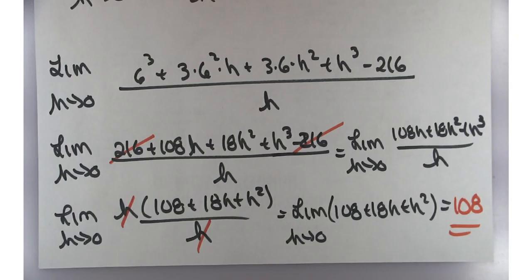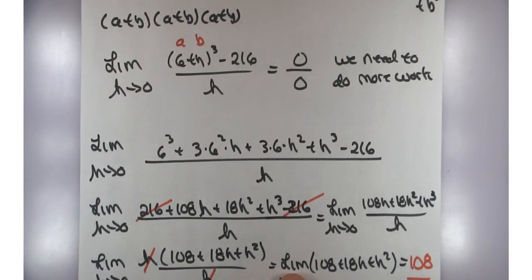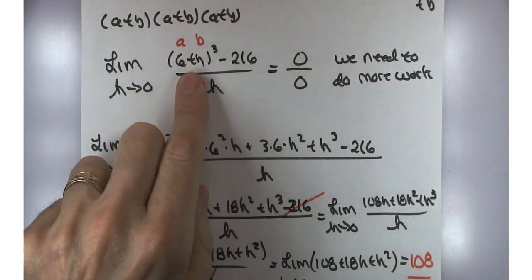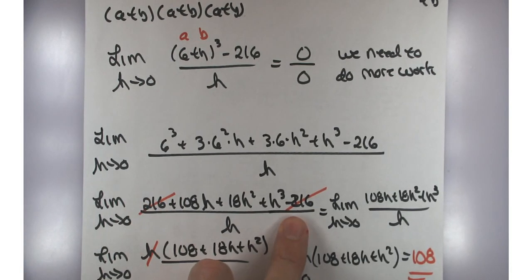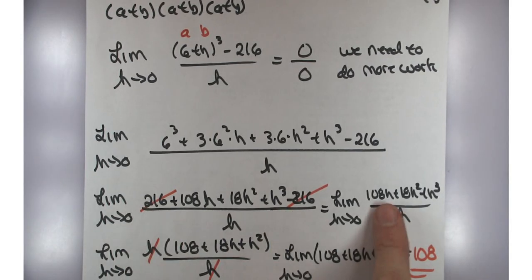Let me recap. The thing that helped us out on this was to expand that, and then we were able to cancel the 216. Once we canceled the 216, you could factor out the h and cancel that. That's what really made the difference.